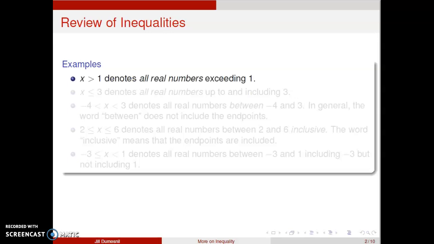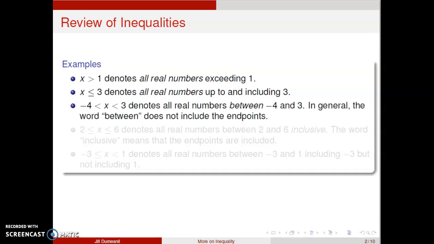The inequality x greater than 1 denotes all real numbers that exceed 1. The inequality x less than or equal to 3 denotes all real numbers up to and including 3. Sometimes we say that x is at most 3 in this case.